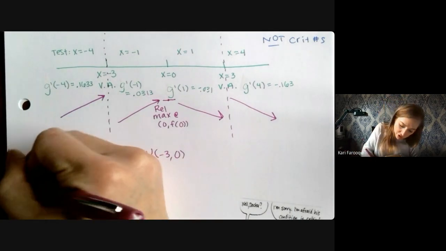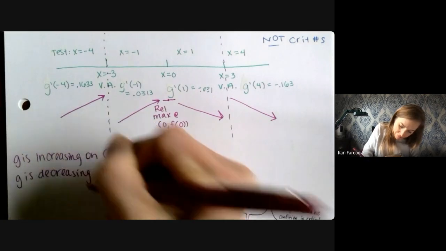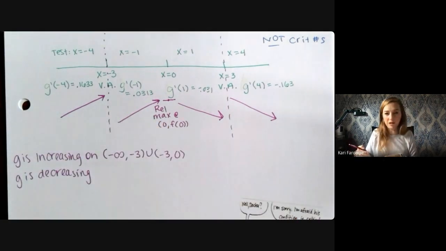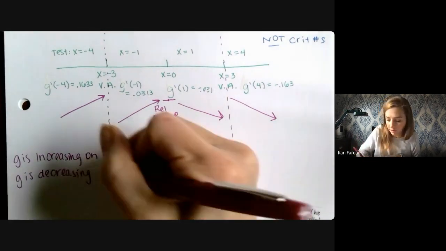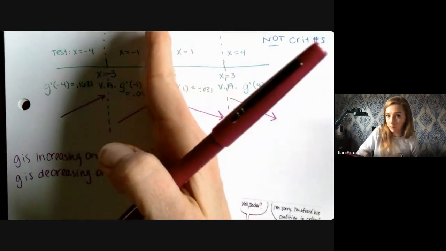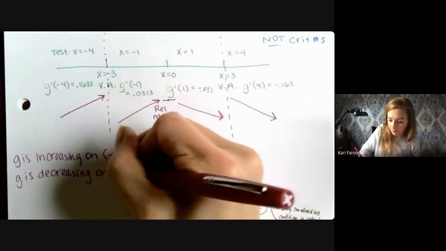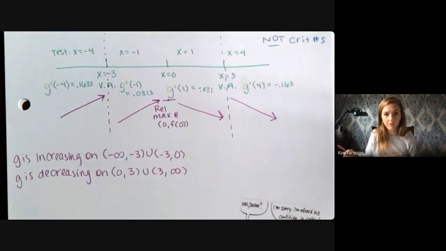Now we could say that g is decreasing. Oh, this is the only example I'm doing on this page, by the way. So if you're like, oh my gosh, how much space am I using up? Sorry, you can start writing bigger now. G is decreasing on the interval from 0 to 3. And then from 3 to infinity after you hit that vertical asymptote at 3.